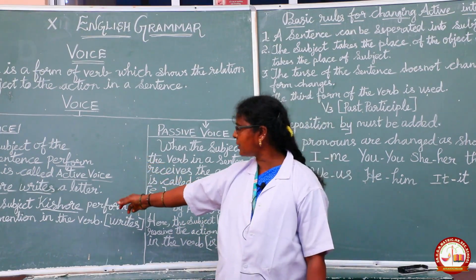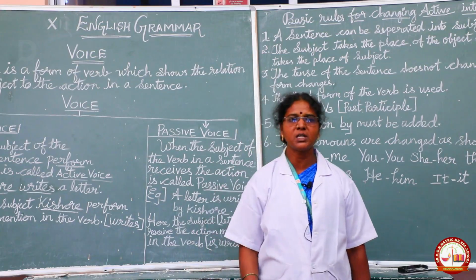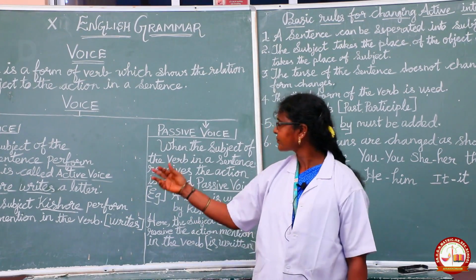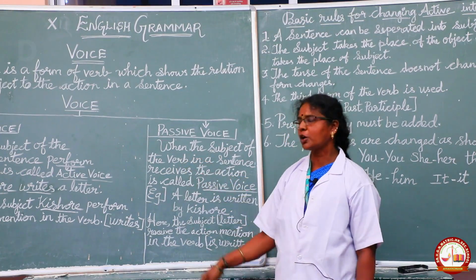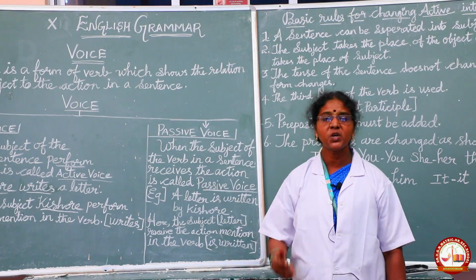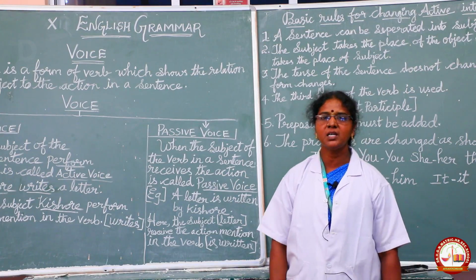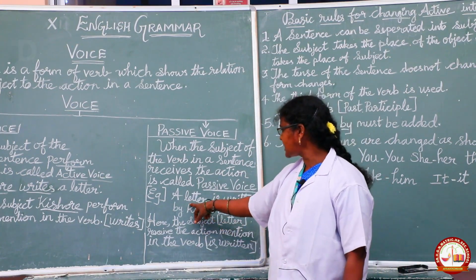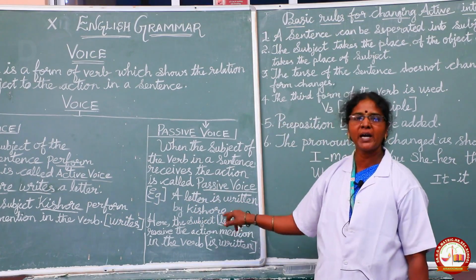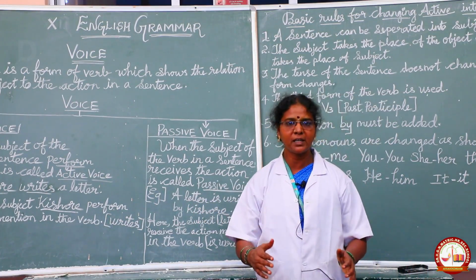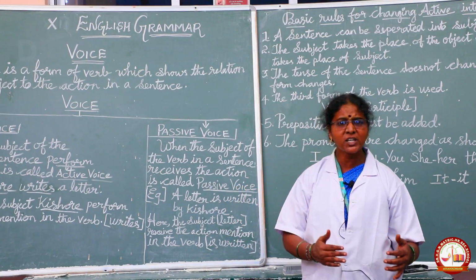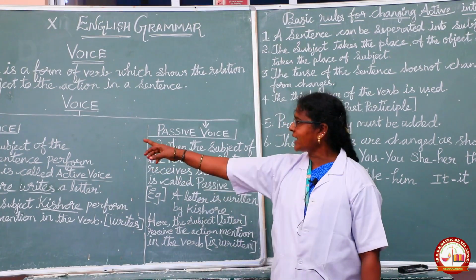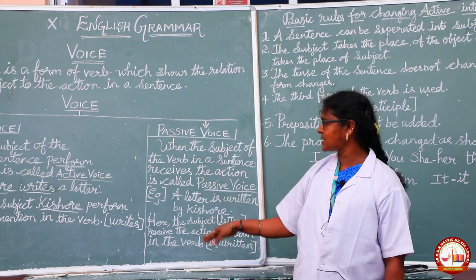Now we are going to see about passive voice. What is passive voice? When the subject of the verb in a sentence receives the action, it is called passive voice. For example, a letter is written by Kishore. So here letter, the subject, receives the action of the verb is written. So we can see active voice and passive voice.